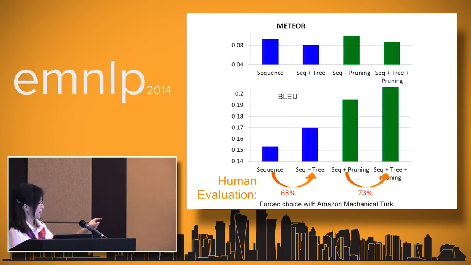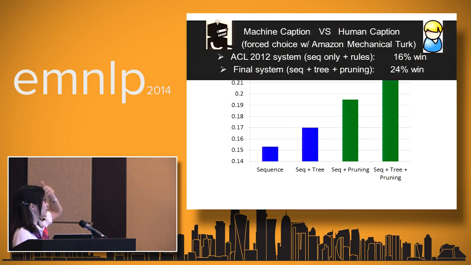Similarly, the models that contain tree structure are preferred over their counterpart about 70% of the time. And between the version with and without pruning, the one with pruning is preferred 63% of the time.